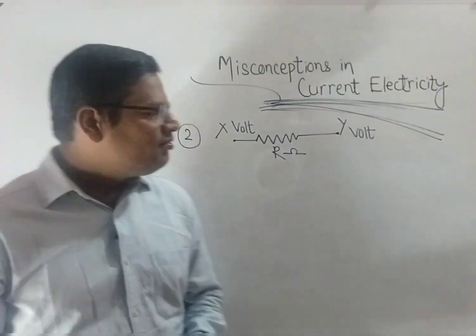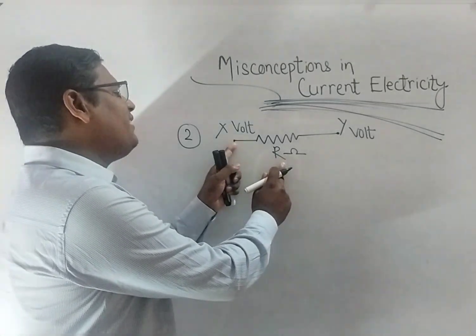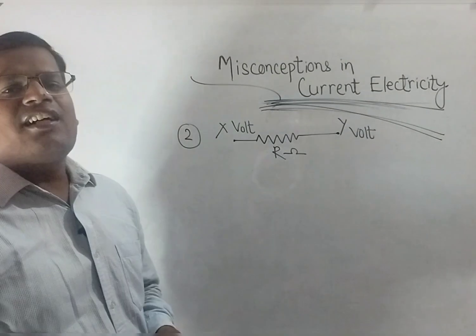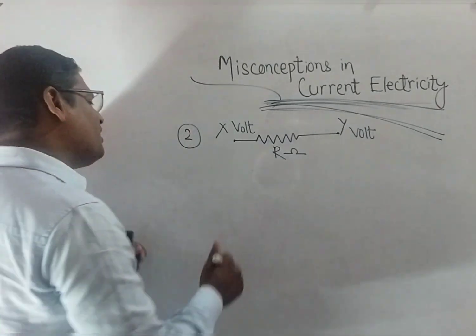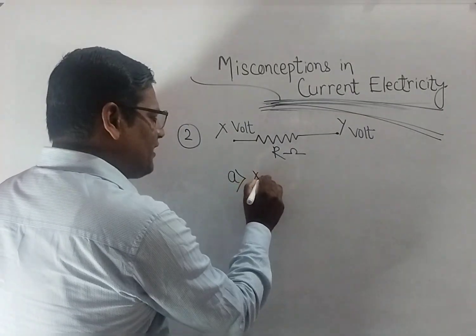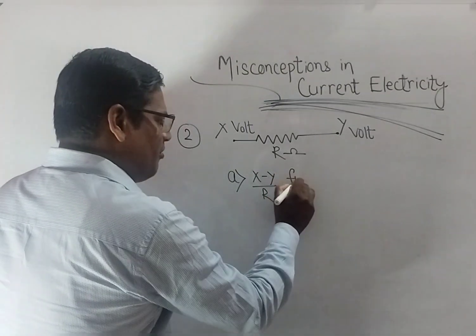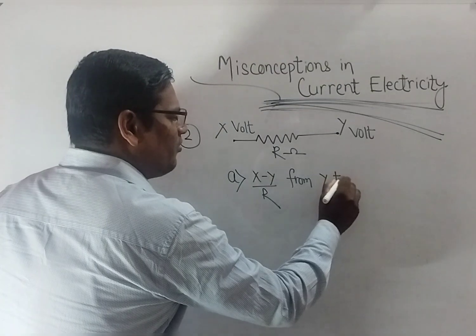Next misconception, here is a question. We have a resistor R ohm. This side it is connected to X volt and this side it is connected to Y volt. So what is the current through this circuit? What is the current through this resistor? The options are first X minus Y by R from Y to X.